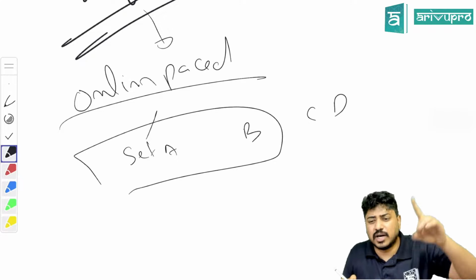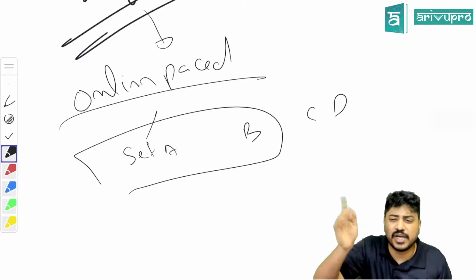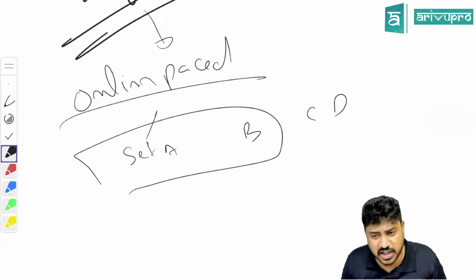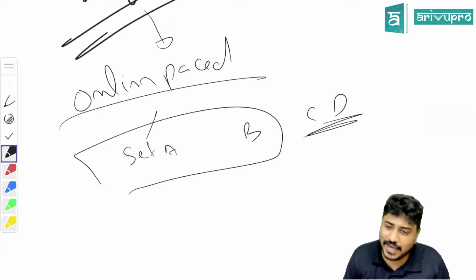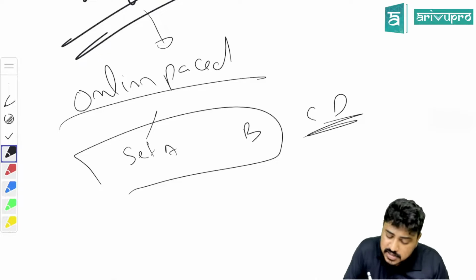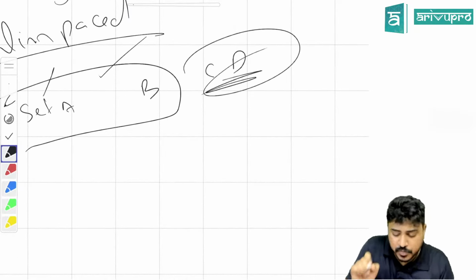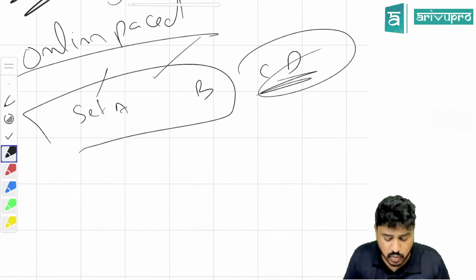A and B is nothing but economics and commercial laws. B is nothing but strategic cost management. C and D are certain papers which are electives for you to choose. Okay, these are expert knowledge papers. These are all working professional papers, is what they are saying.